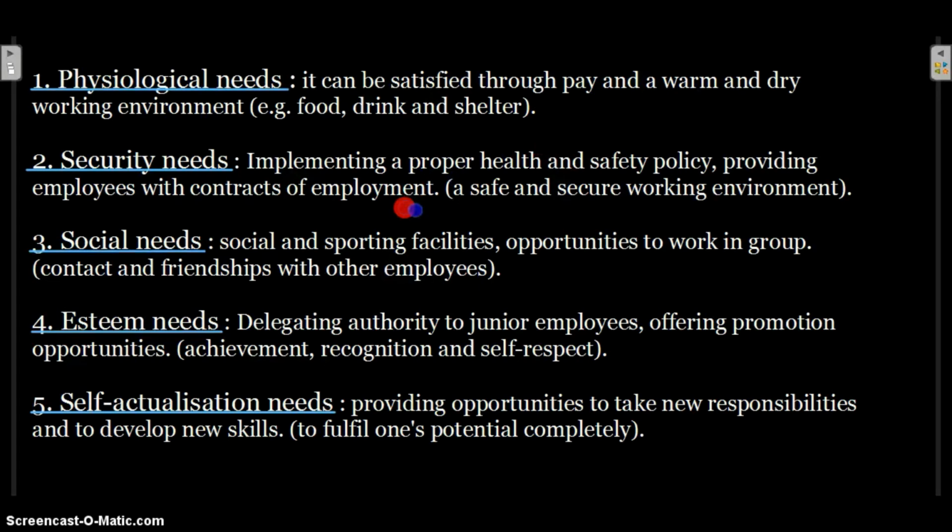Security needs can be fulfilled by implementing a proper health and safety policy and providing employees with contracts of employment. Contracts of employment ensure that your job is secured, and you will have the job for a certain time period. As long as that time period is there, there's the safety of income, and you'll also have a safe and secure working environment.